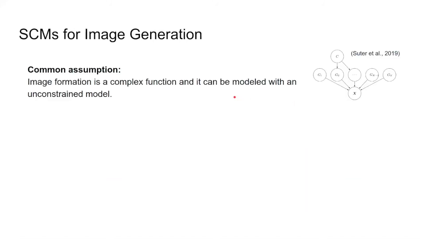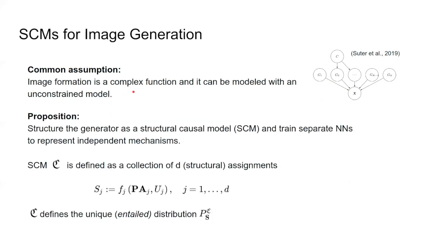Now the common assumption, also in the models you've seen in the previous work, is that you have a single decoder, just a single neural network that models all the image generation in one big complex function. This is also what is assumed in this prior work here, and all those errors are subsumed in one big neural network. What we do now is take inspiration from the causality literature of structural causal models, and train separate neural networks to represent different independent mechanisms, and what this means in a second.